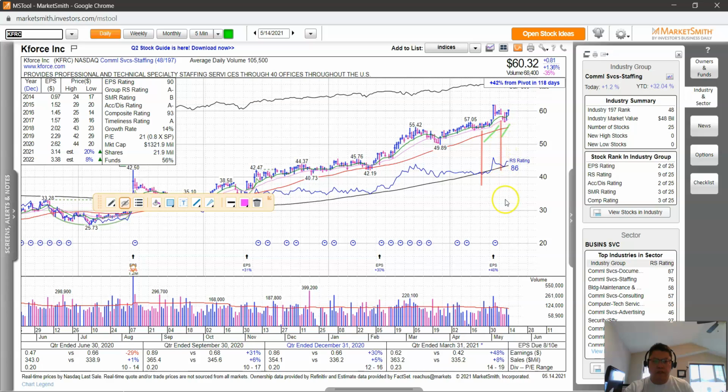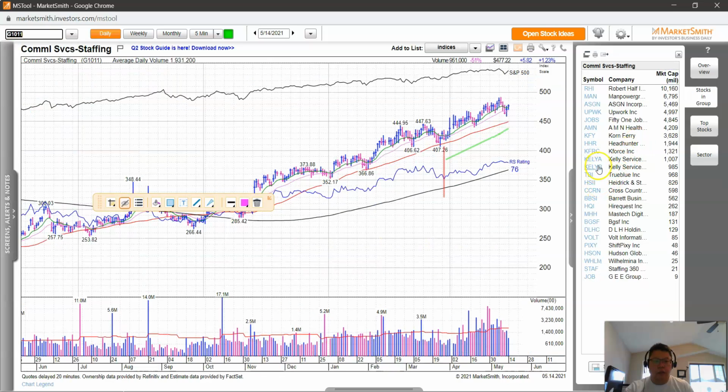The other two we want to follow is KFRC. It did suffer a distribution day on Monday, so selling on higher volume than the previous update. But Tuesday, Wednesday, the volume dried up. You see how low the volume is right here, and then it starts to rebound, and now it's above 10 days again. So the uptrend can continue.